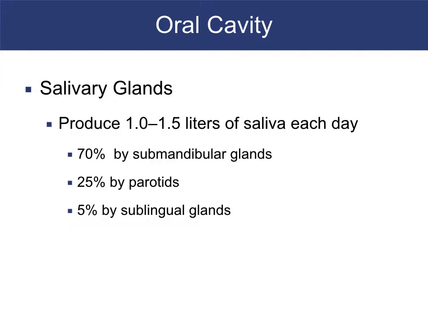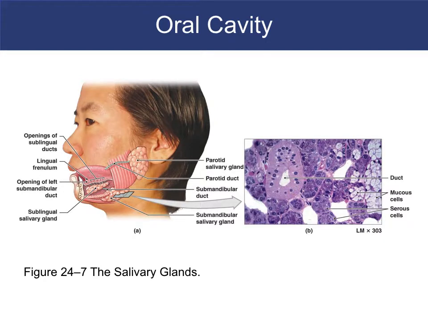As far as how much spit do you make a day? We make quite a lot, about 1.5 quarts of spit every day. I don't care if you memorize these numbers here, but most of it comes from the submandibular ones, the ones down here in your throat. The parotids, even though they're pretty good size up here, only make a total of about 25%, and then just a tiny amount is made by those sublingual ones right under the tongue.